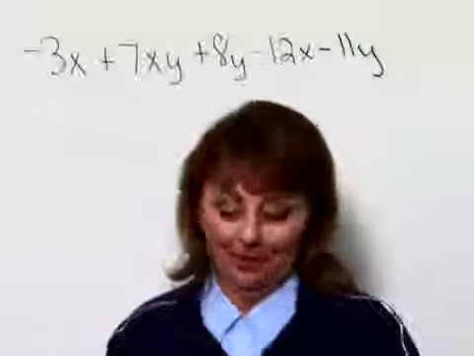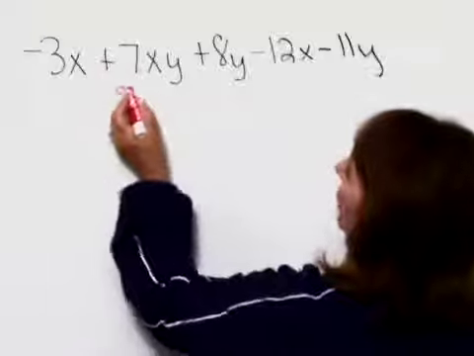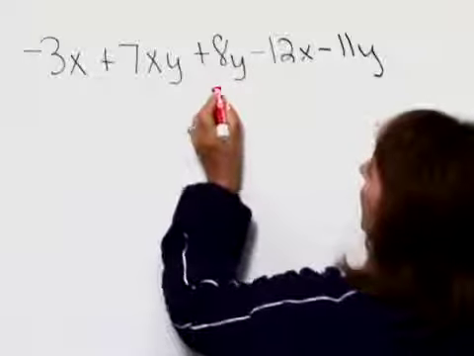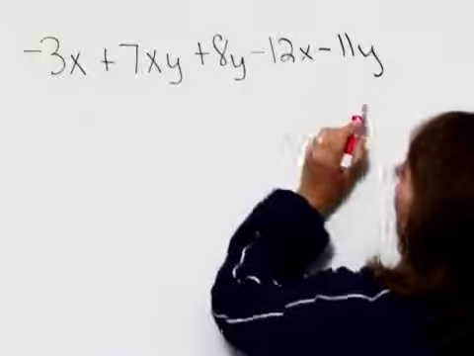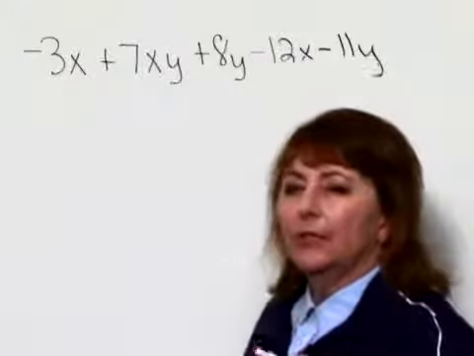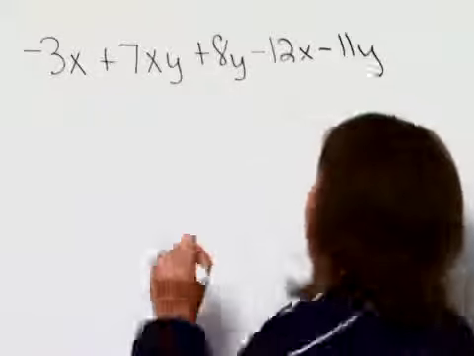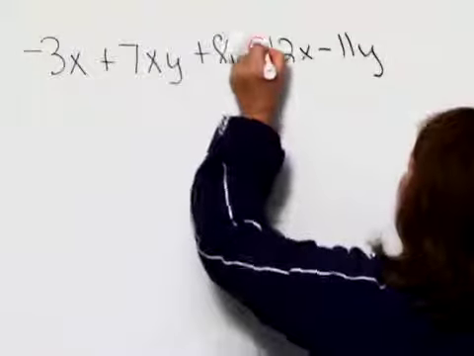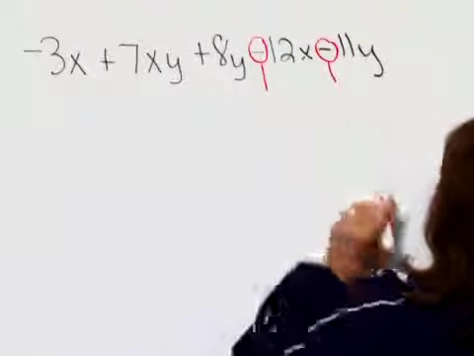Now let's look at our problem. We have negative 3x plus 7xy plus 8y minus 12x minus 11y. It's a good idea to change all your subtraction to adding the opposite as your first step. So I identify I have two subtractions here, and I change it, and I'll change this one too.